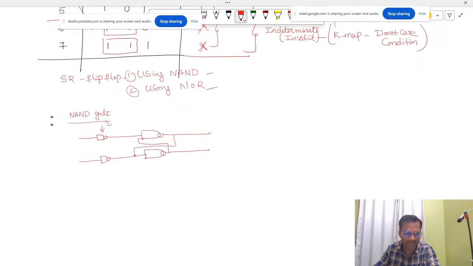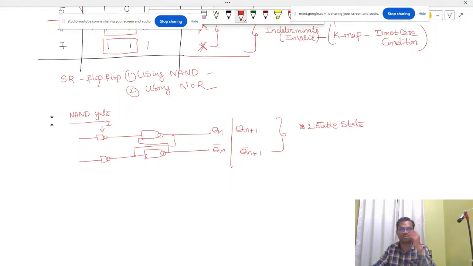Please listen carefully. If you understand this logic, you can crack this exam. Here the inputs are Qn and Qn bar, and we get the outputs Qn+1 and Qn+1 bar. How many states are there? Two states, so this is called bistable, meaning we have two stable states. Since it has two stable states, it is called a flip-flop or a latch.